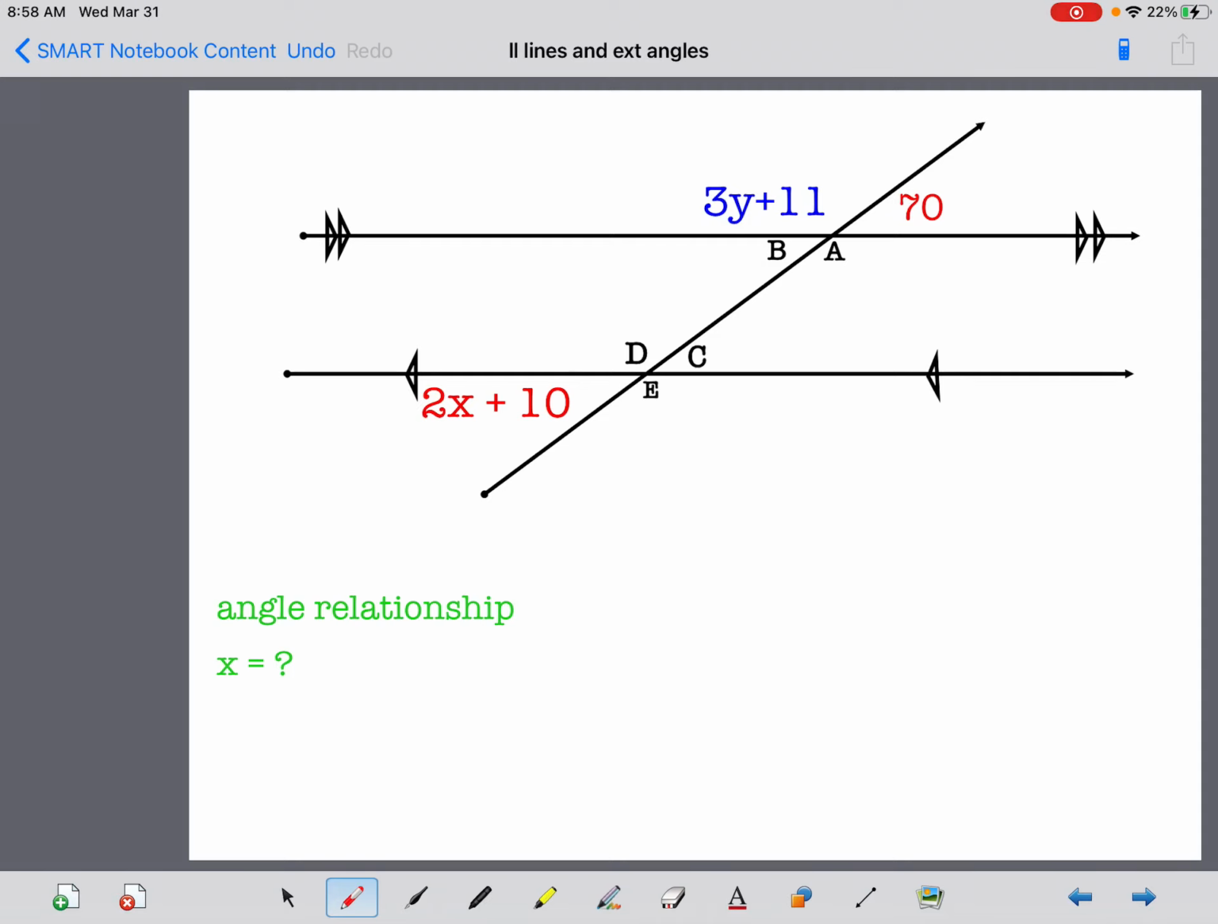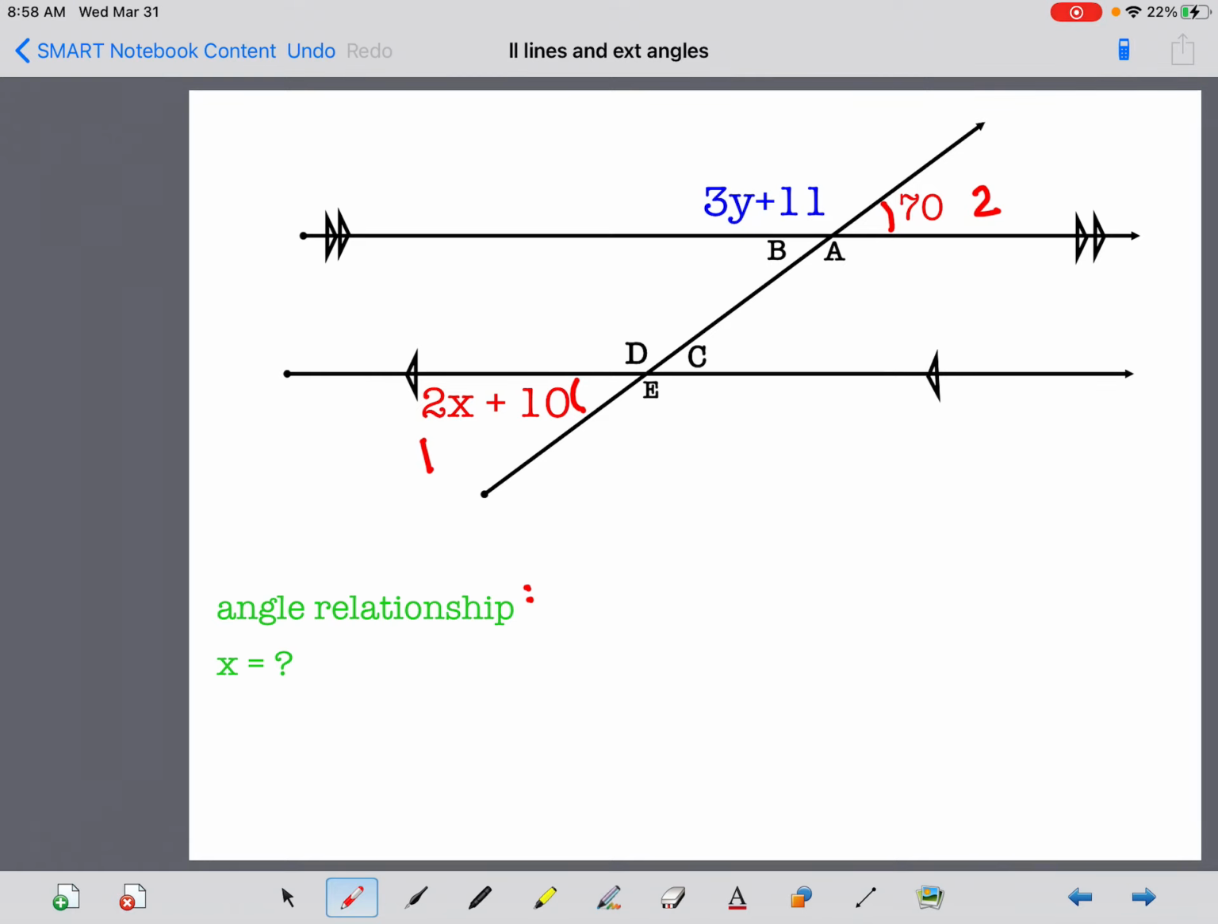All right, so the first thing we're going to do is, for right now, I'm going to call this angle 1, and I'm going to call this angle 2. What is the relationship between angle 1 and angle 2? First thing that we always want to do is identify the angle relationship. The angle relationship between angle 2, which is 70 degrees, and angle 1. And you can see there's some missing number of degrees.